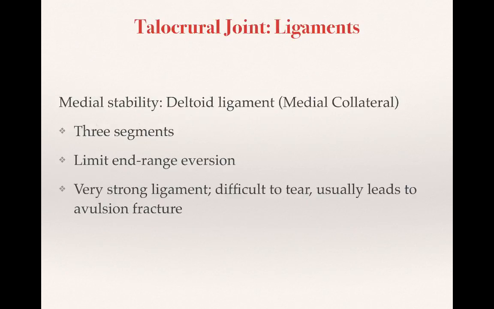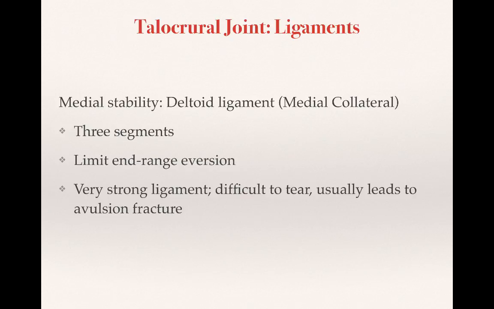The medial stability for this joint is due to the medial collateral ligament, also referred to as the deltoid ligament. This is a large triangular shaped ligament that is composed of 3 primary segments. The 3 segments are actually several individual ligaments that are blended together. This is a very strong ligament, and fractures occur at the malleolus before a tear of the deltoid ligament does. So it's extremely tough and strong with firm connections. This ligament helps to limit end range eversion.